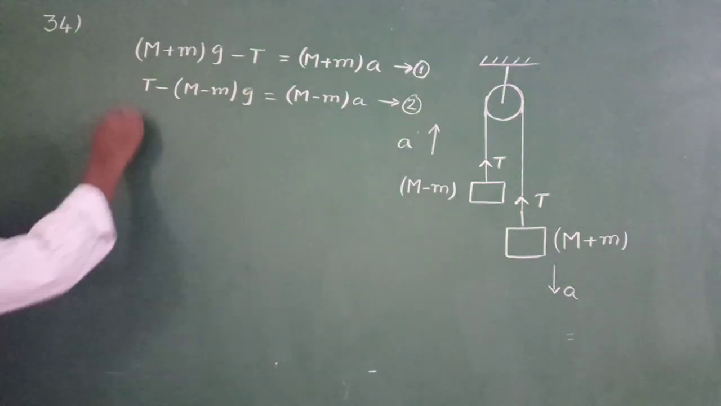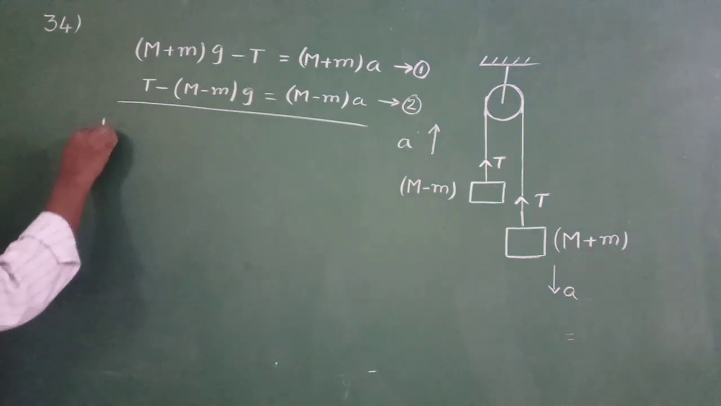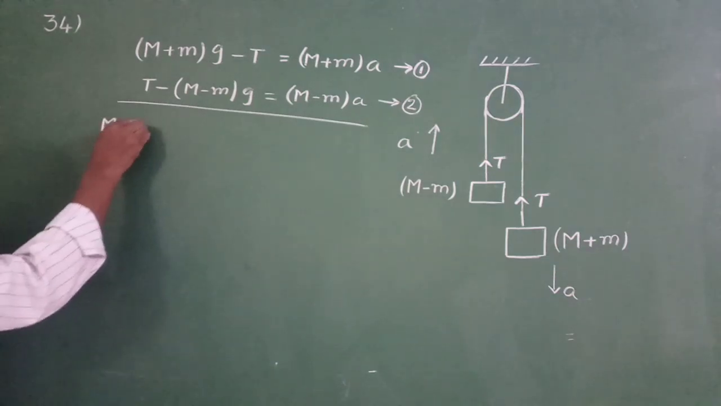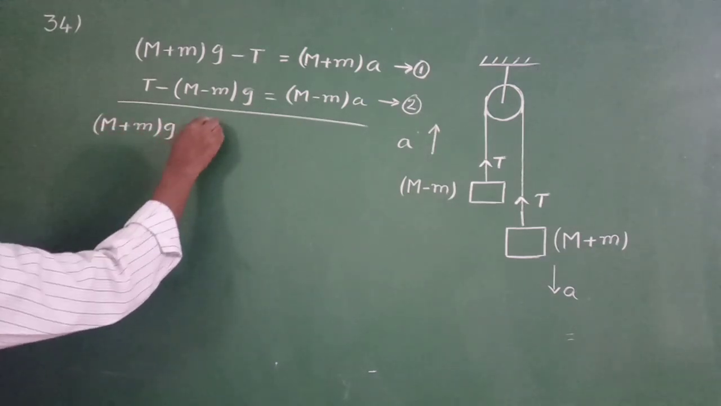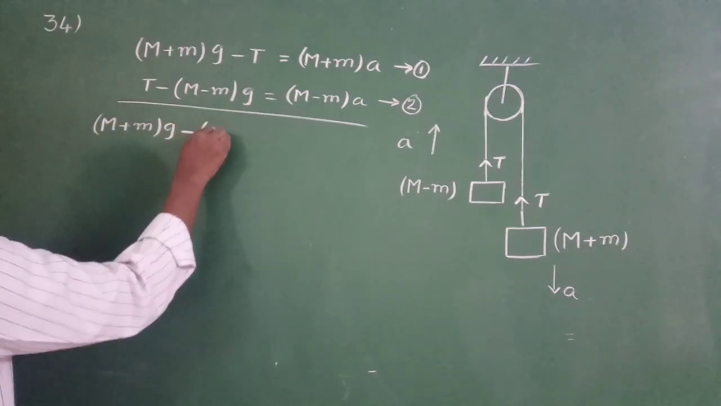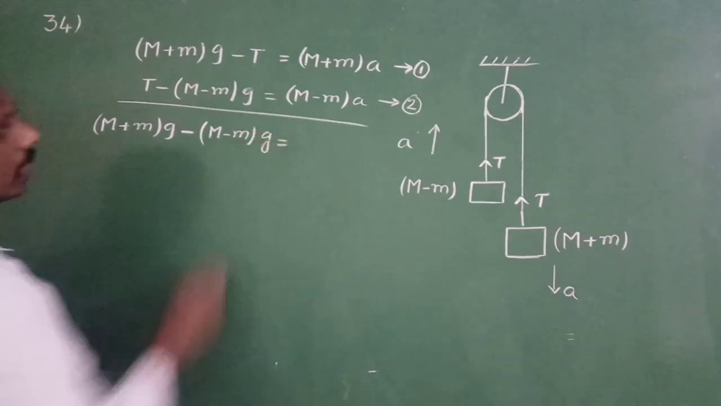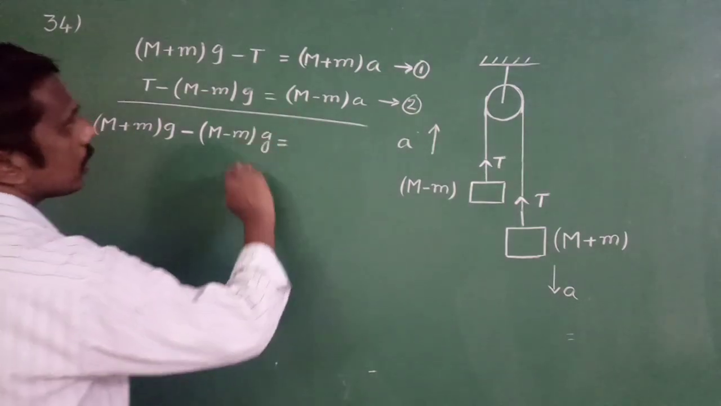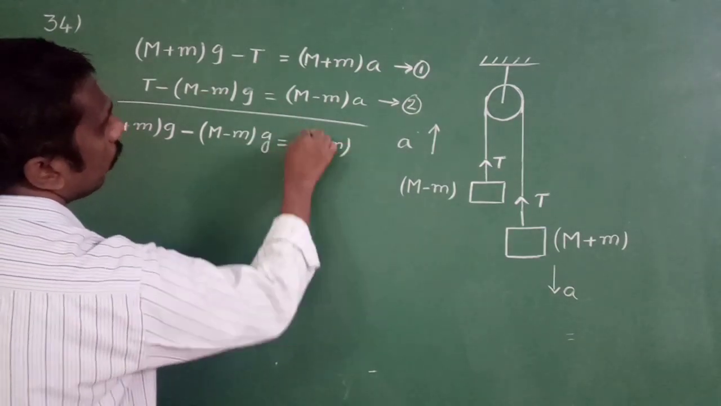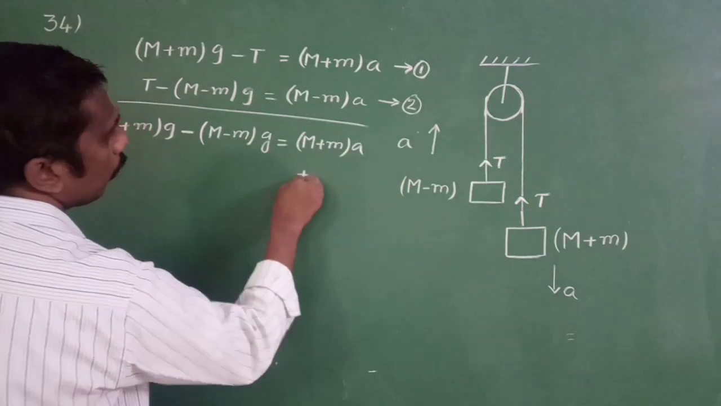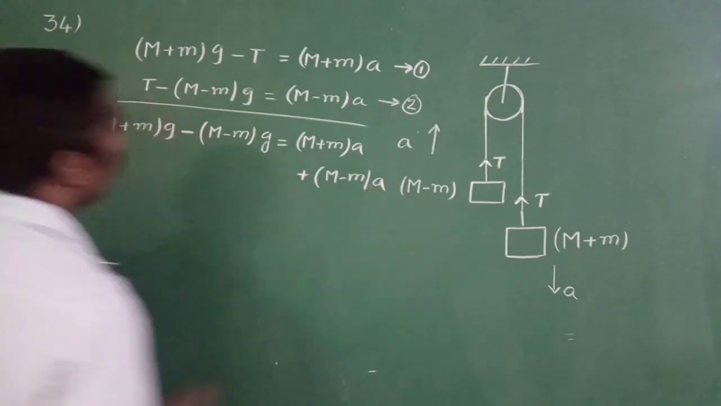Add equation 1 and 2. Tension gets cancelled. Then we get (M + m) g + (M − m) g is equal to, in this we get (M + m) A plus (M − m) A.